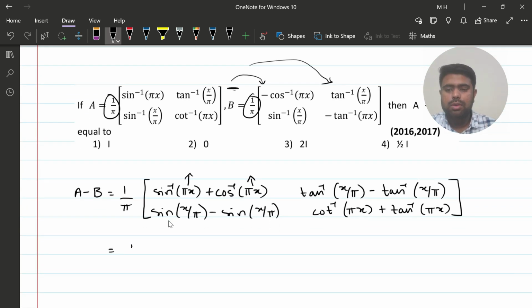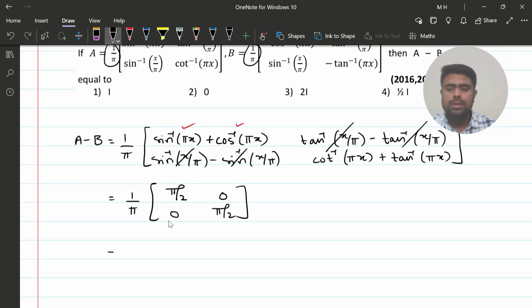So this is equal to 1 by pi. What is sine inverse x plus cos inverse x? Pi by 2. So sine inverse pi x plus cos inverse pi x is also pi by 2. Tan inverse will get cancelled out. I'll get 0. This and this will get cancelled out. I'll get 0, and this again I'll get pi by 2.